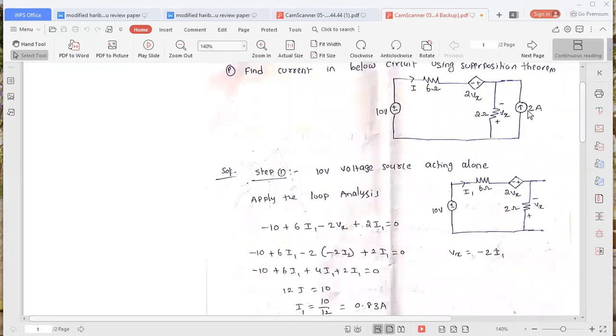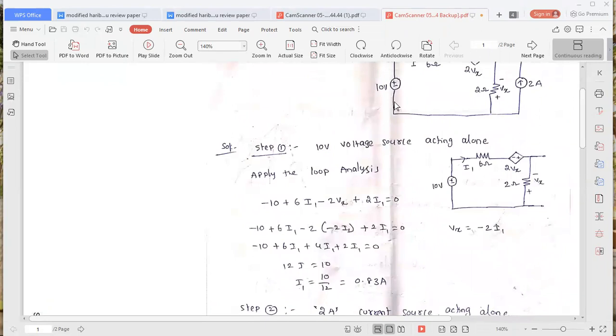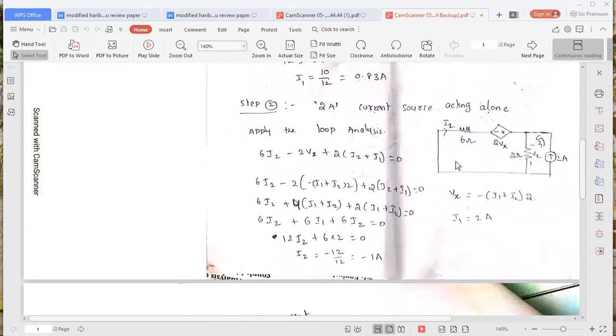Next, step 2: the 2 ampere current source acting alone. In this case the 10 volt source should be inactive. A voltage source is short circuited, so the circuit becomes like this. I did not change anything else, only the voltage source, which is short circuited. The 2 ampere current source is acting alone.